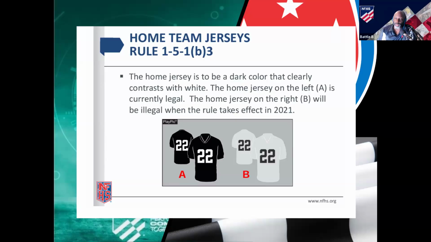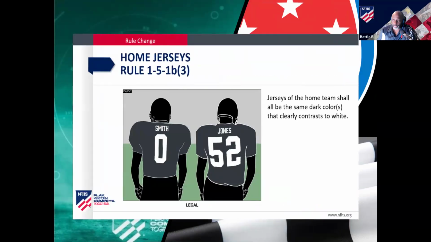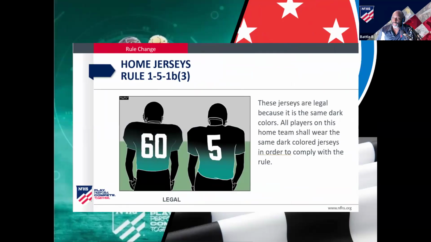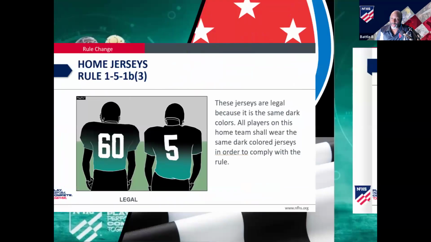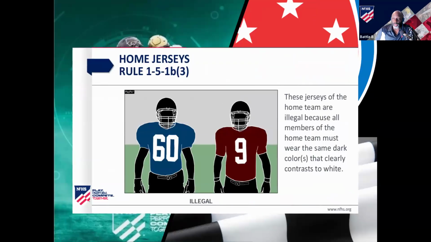No more anything with white in it, all right? So jerseys of the home team shall be the same dark color and clearly contrast white. We see here, these jerseys are legal because of the same dark color. All players of the home team shall wear the same dark colored jersey in order to comply with the rule. However, this is illegal. Although they're both dark jerseys, they have to be the same dark color that clearly contrast, right? Just because they got a dark red and a dark blue, this is still illegal at the high school level.